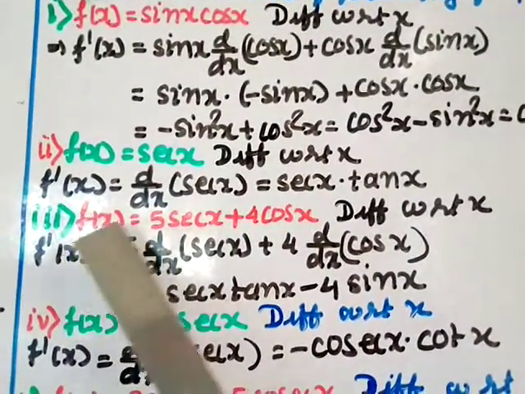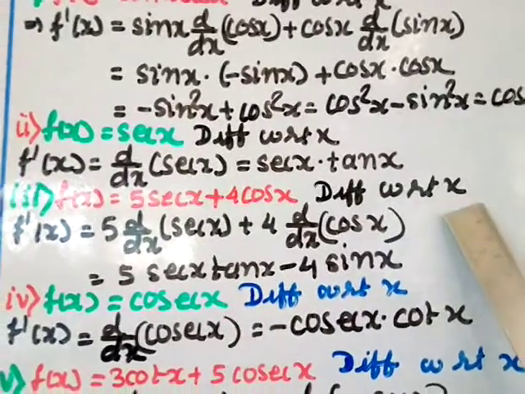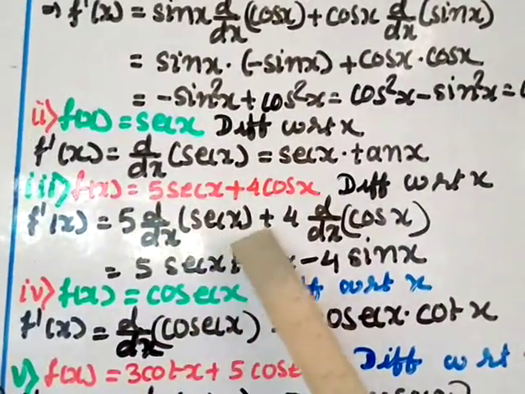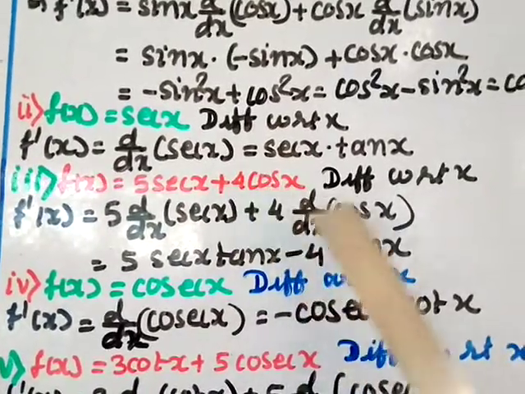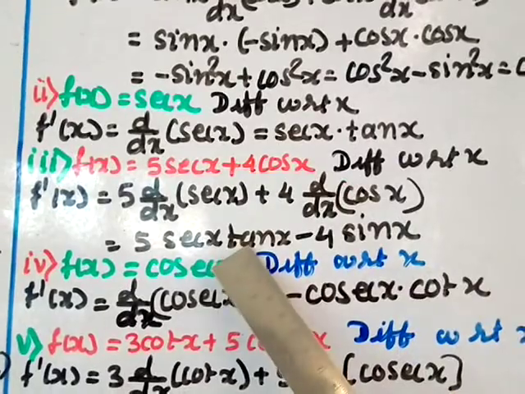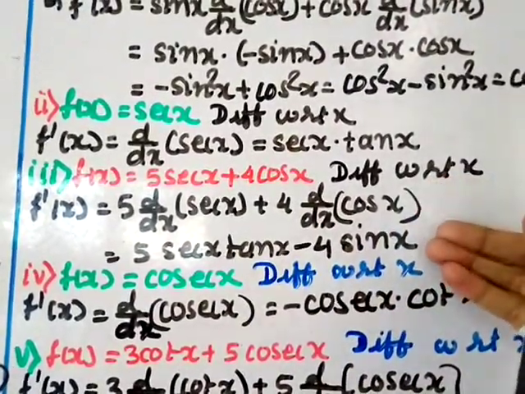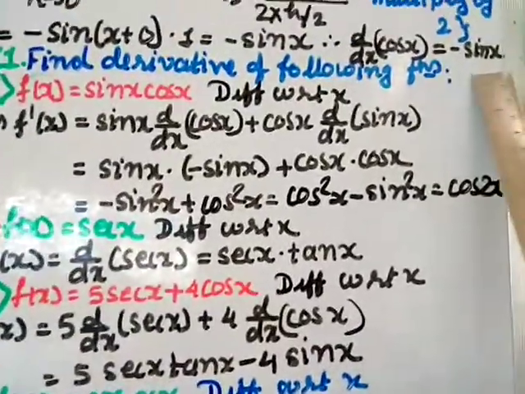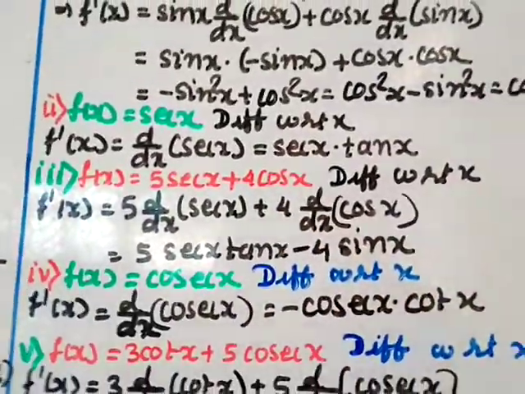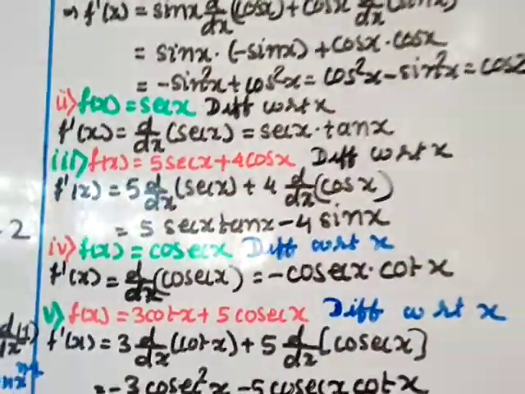Roman number 3, f(x) equal to 5 sec x plus 4 cos x. Differentiate with respect to x. f dash x equal to 5 into d by dx of sec x plus 4 into d by dx of cos x. 5 as it is, derivative of sec is sec x into tan x. Here it is plus 4, but derivative of cos is minus sin, right? We already proved that, so this plus will become minus. So that is plus 4 becoming minus 4 sin x. So that is the solution for Roman number 3.